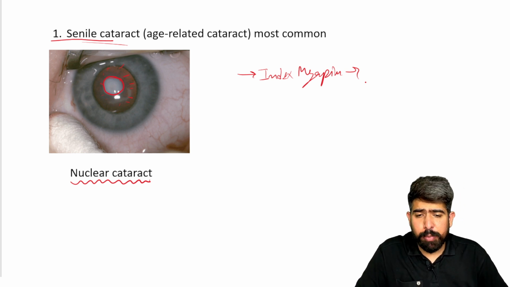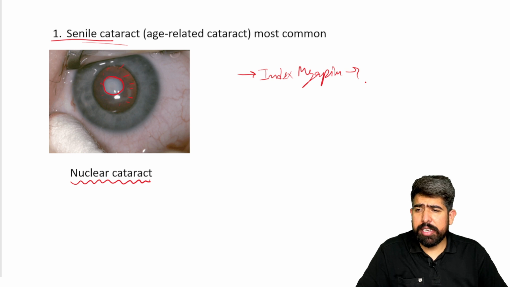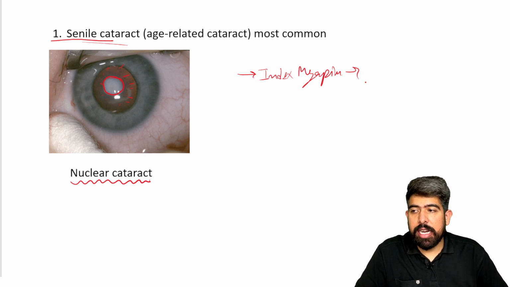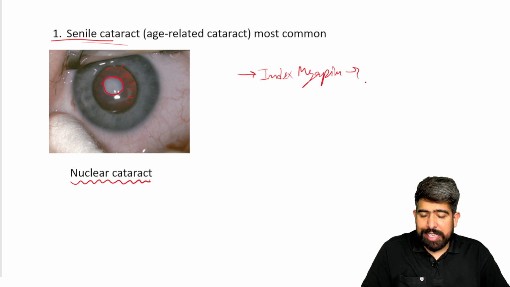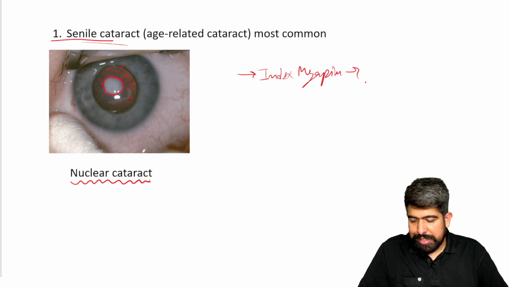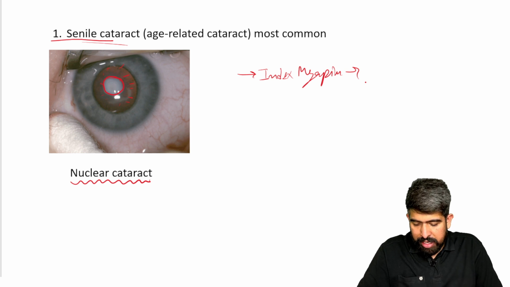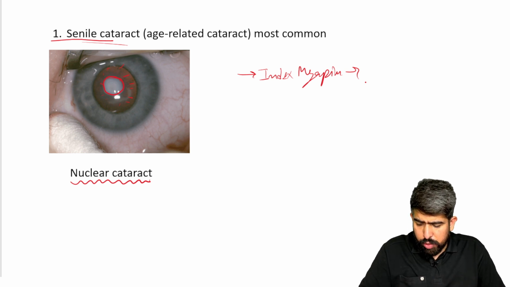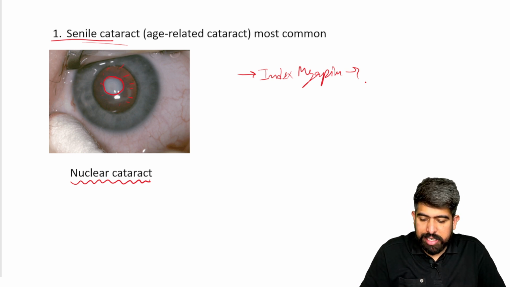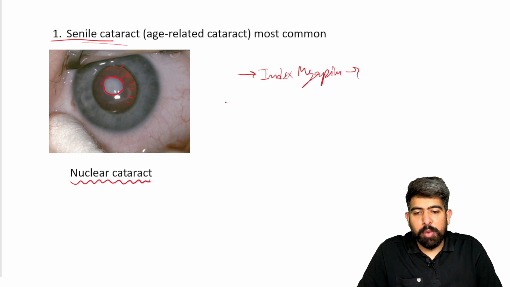Normally we have 1.33 for the lens. It will change to 1.39, because as it becomes denser, the index will change. Because of this change, there is index myopia.